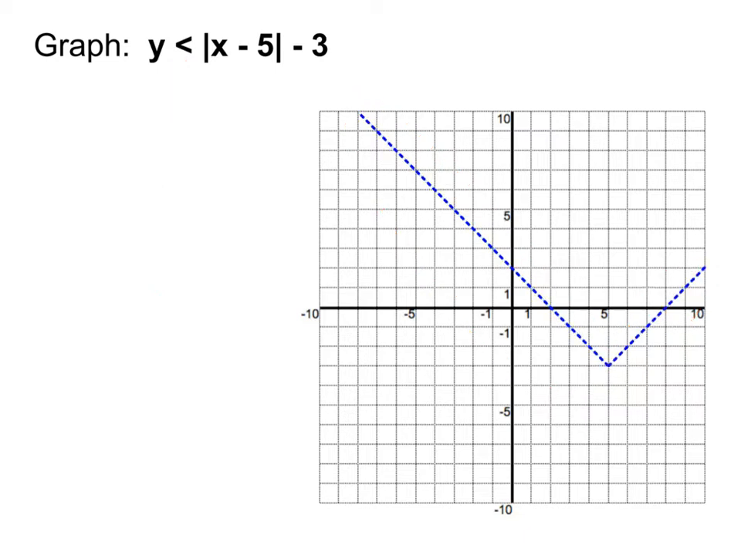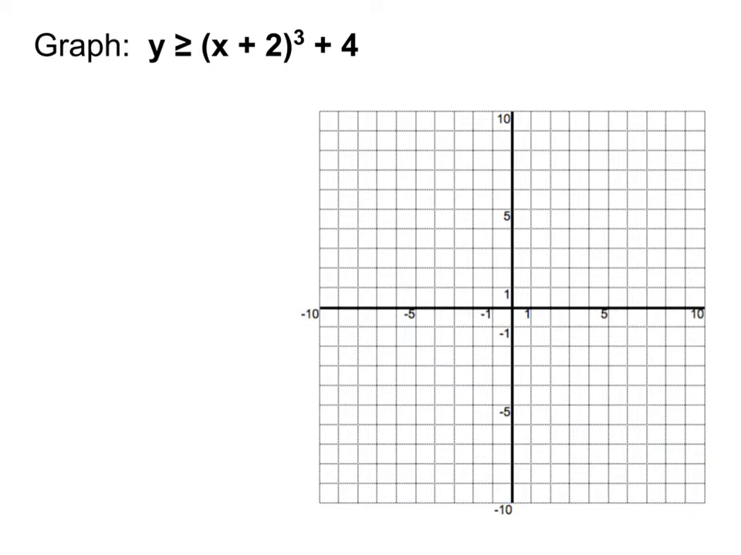So if it is either a less than or a greater than, you use a dotted graph, not a solid graph. That way you're showing that everything that's on that line, because they're right on the border, is not included. Now beyond that, we still do need to shade, and this is a less than, so once again, we are going to shade our graph below. So then that would be our final graph for y is less than the absolute value of x minus 5 minus 3.